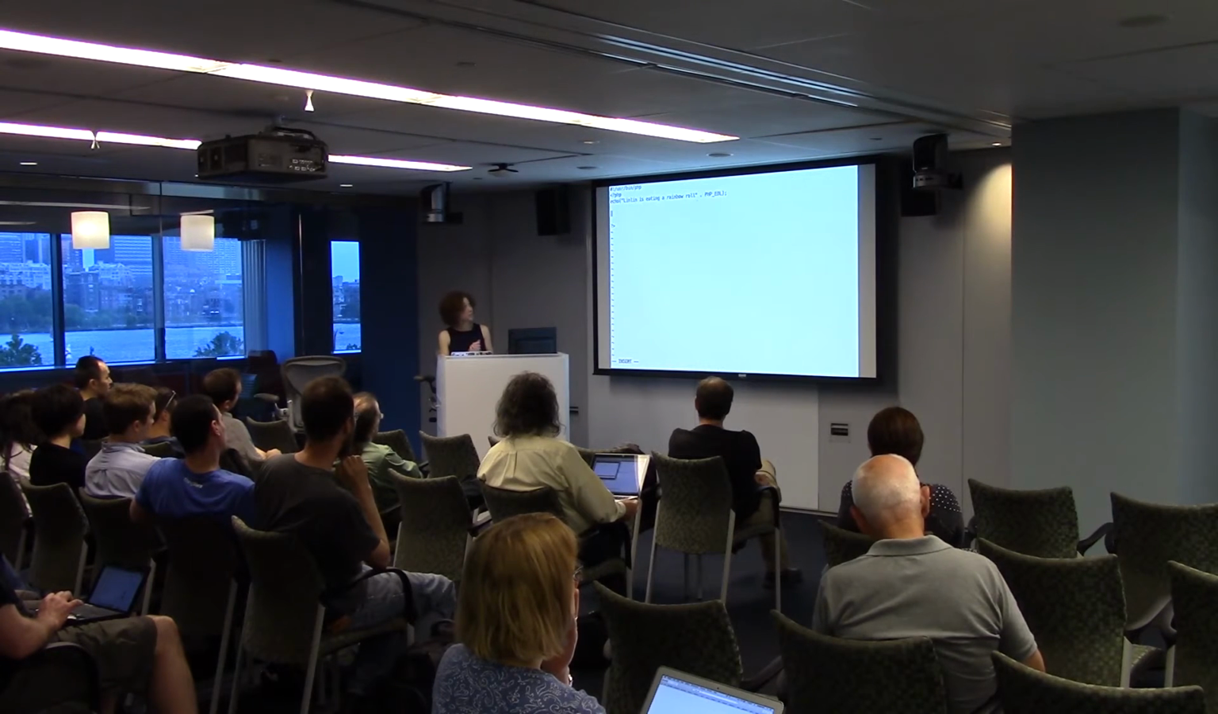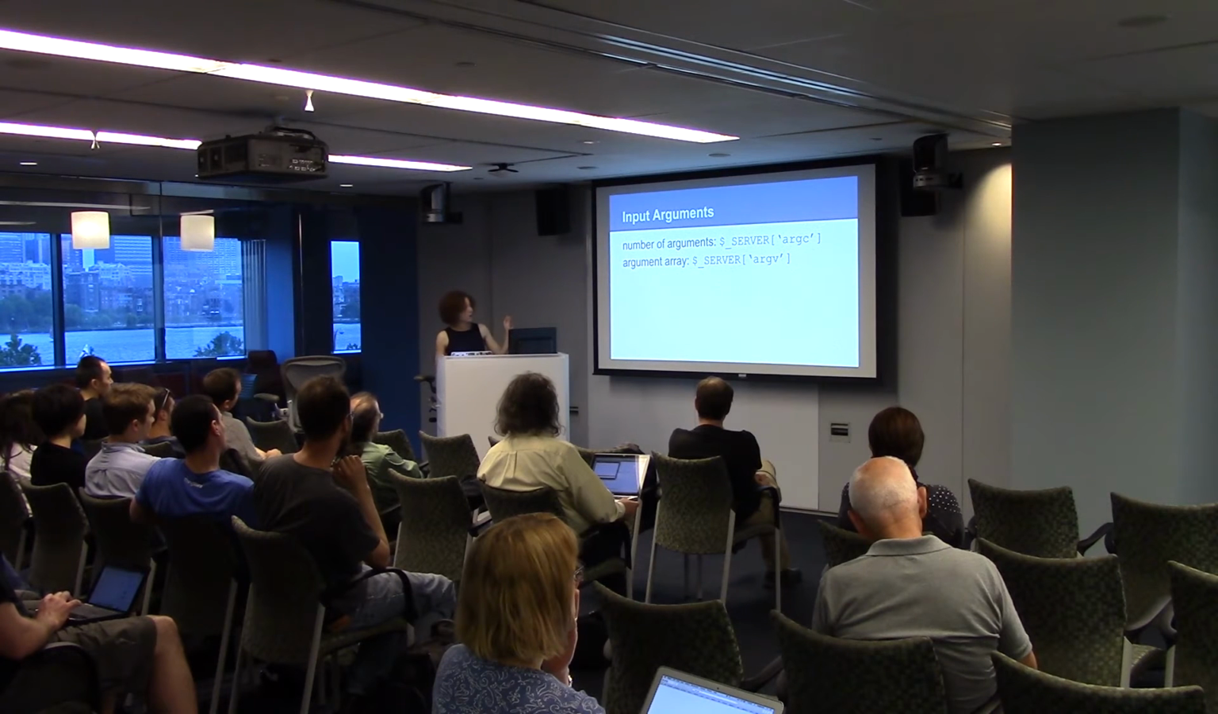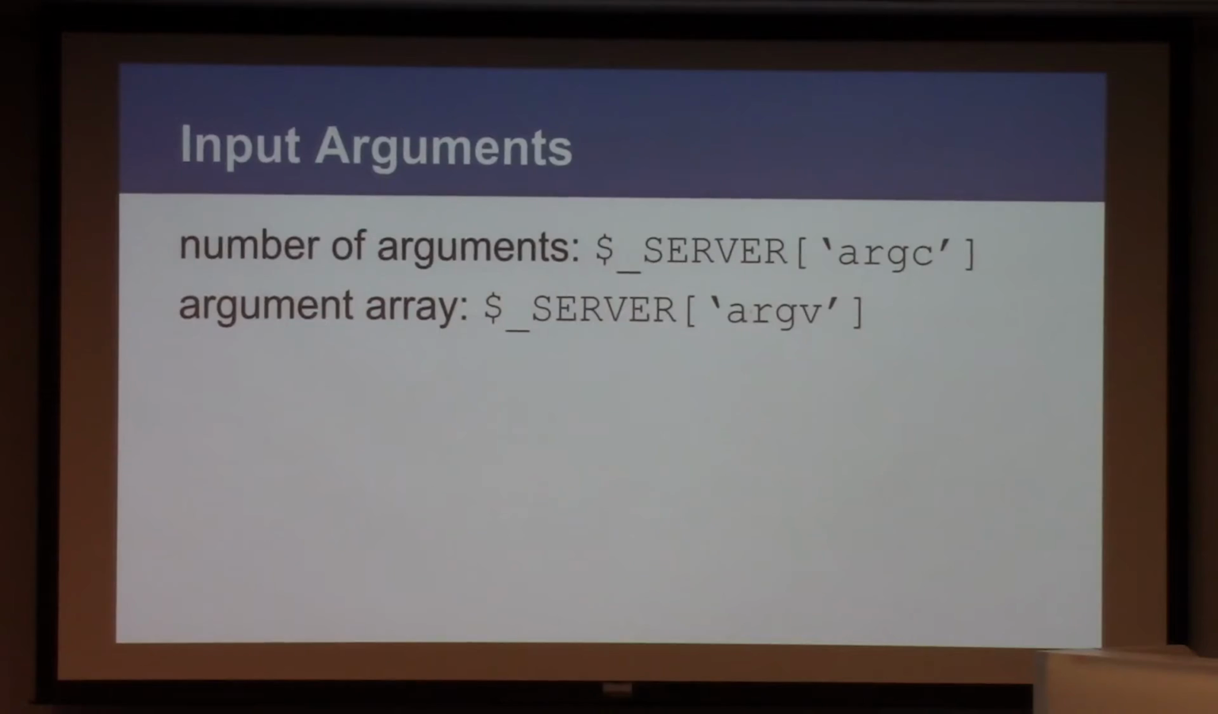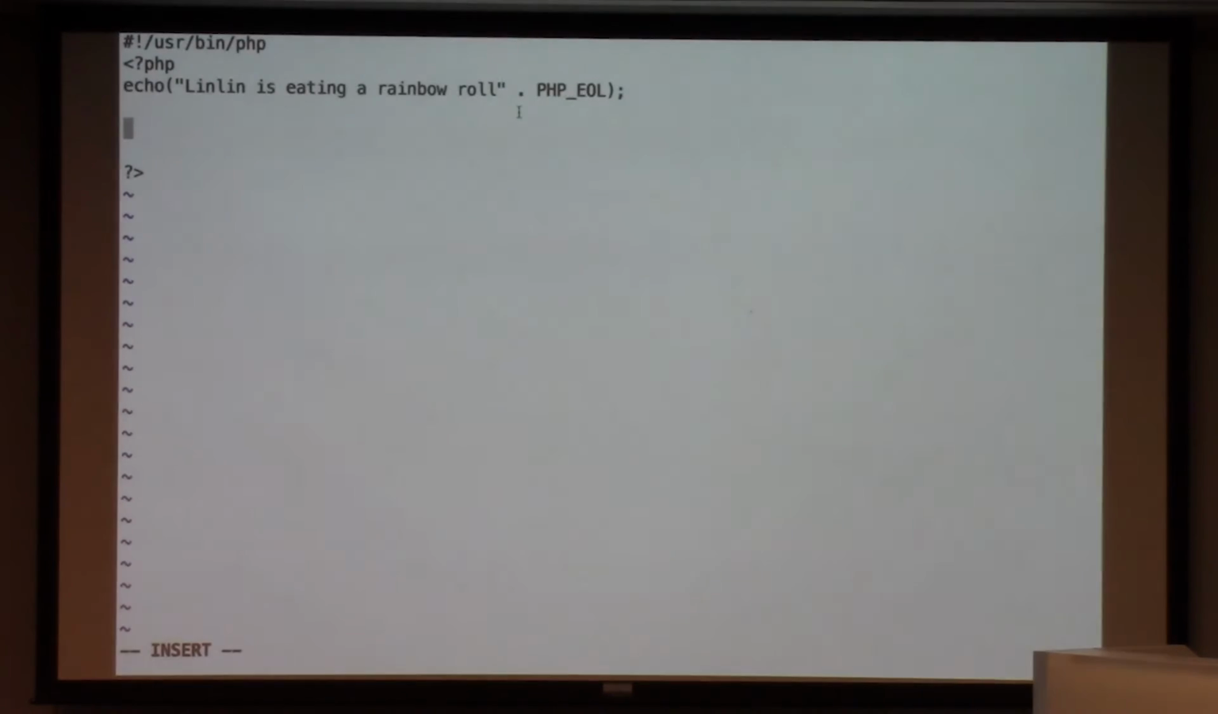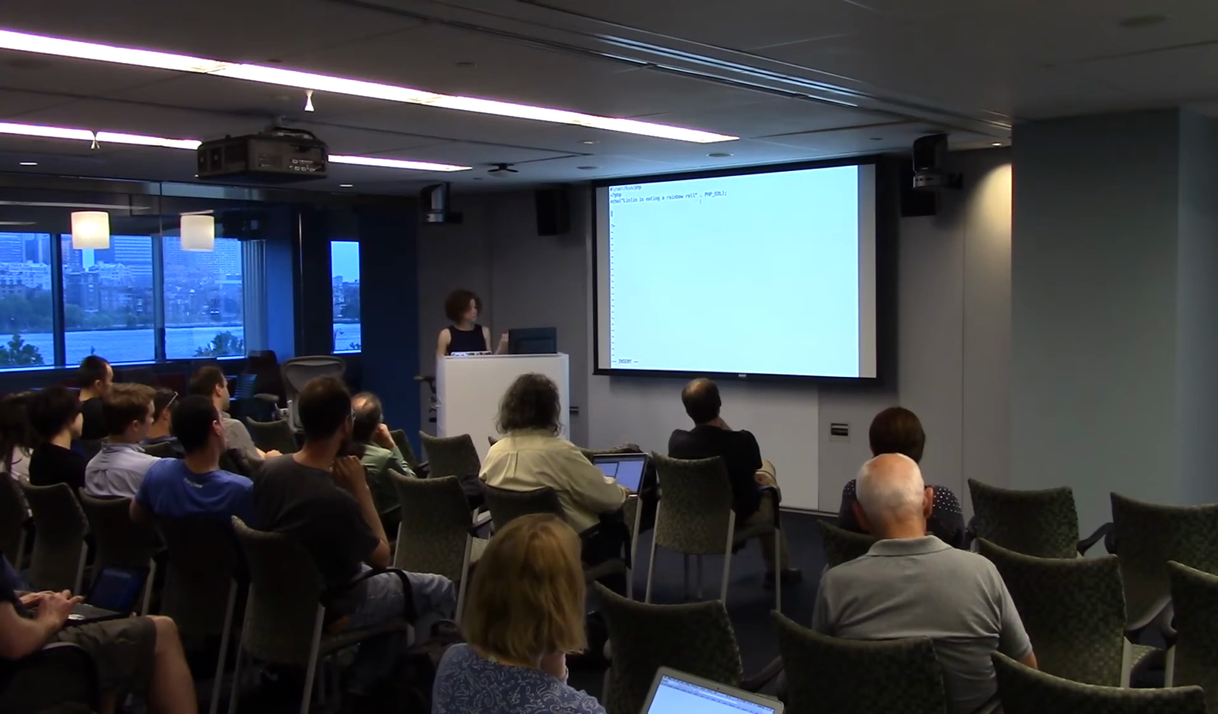I'll put an if statement in there saying if argc, the number of arguments, is equal to 2, then do something. And this number of arguments is the number of things that I type, so that includes the name of the executable.